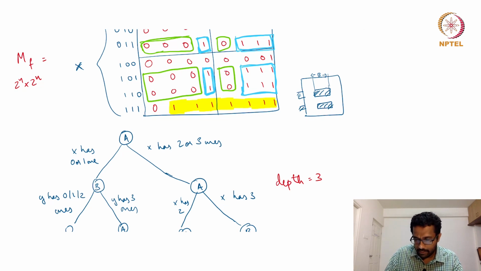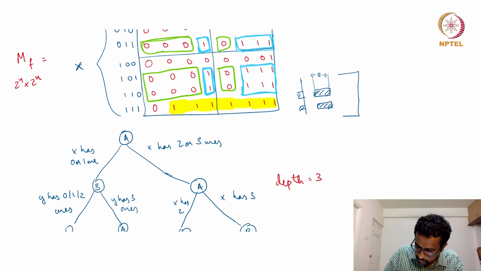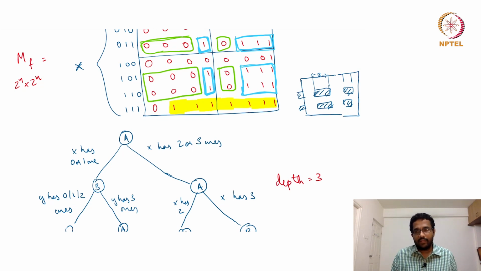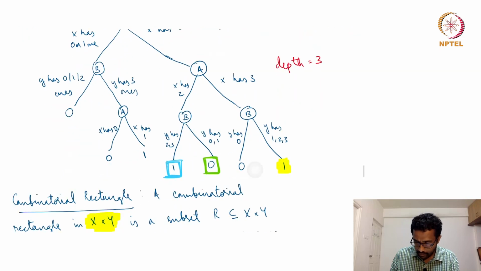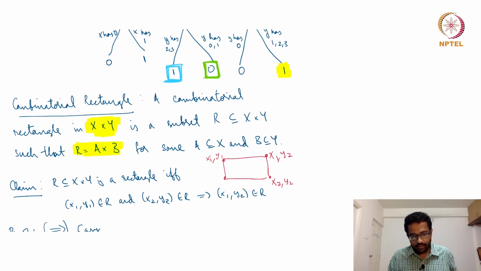Or even B could be split. So let us say there is some part of B that is over here. So then these four parts together will form the combinatorial rectangle. There could be even more parts. So coming back to the original matrix, all the green outlined ones form a combinatorial rectangle, the blue outlined ones also form a combinatorial rectangle, and the yellow highlighted ones also form a combinatorial rectangle. So it is just a subset of the form A cross B.